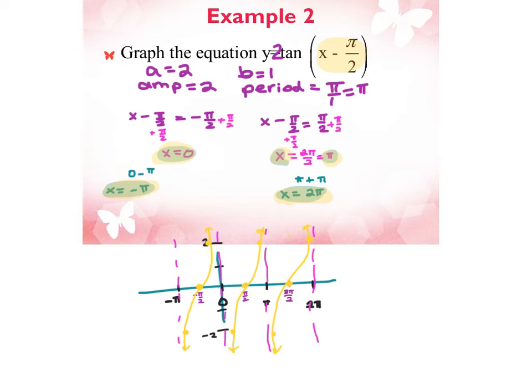Then I had to find the point halfway between. So halfway between negative pi and 0 is negative pi over 2. Halfway between 0 and pi is positive pi over 2. Halfway between pi and 2 pi is 3 pi over 2. There's no vertical shift, so that's where my intercepts are going. Then a quarter of the way in between the asymptotes, I have to go to negative amplitude. So if amplitude is 2, I have to come down here to negative 2. 3/4 of the way in, I have to go up to positive 2, and then repeat that process: a quarter negative 2, 3/4 positive 2, and then connect your points to get your curves.